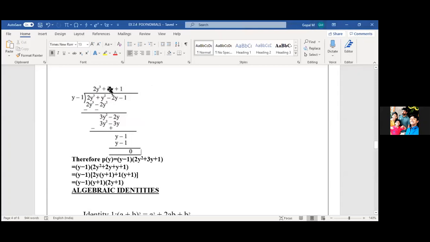So here the degree is 3, so we need to get 3 factors. So now we'll factorize this 2y square plus 3y plus 1. Am I clear, children? Yes, ma'am. So once you factorize, we get the 2 factors: y plus 1 and 2y plus 1.